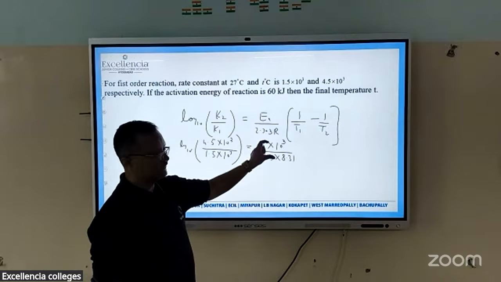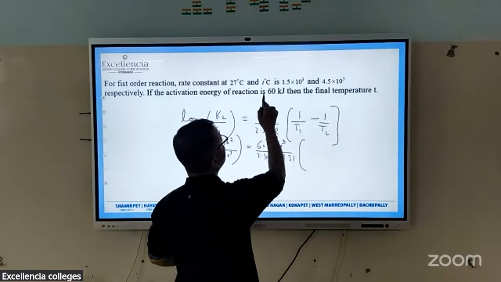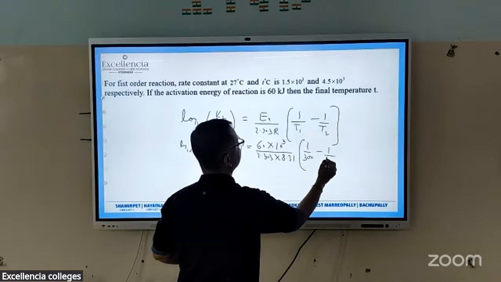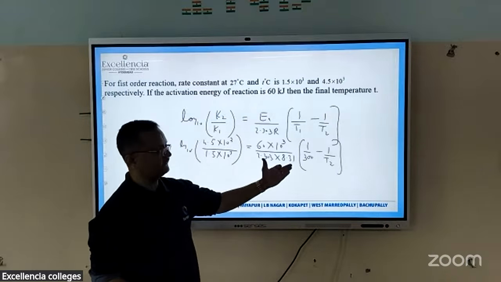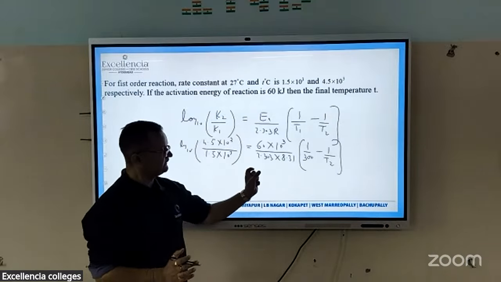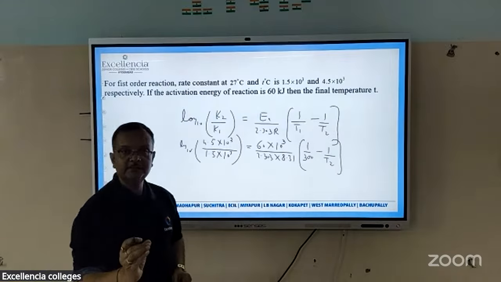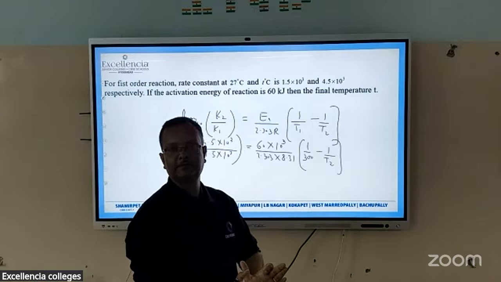So now both are in joules, they are compatible. Into 1 upon T1. What is T1? T1 is your initial 300, minus 1 upon T2. So this T2 will be in Kelvin. First of all, we can solve this calculation. A little bit of discussion was also there in this question, and you have to do the right calculation to get the answer.